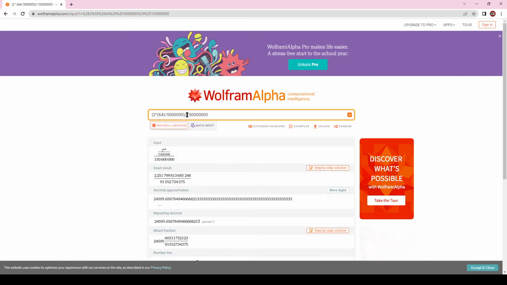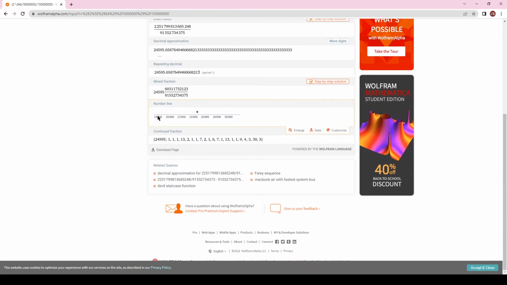Let us see how it goes. Still, it is quite big. But that is reasonably good. 24,000, a little bit above 24,000. This 150 million kilometers is the distance from Earth to the Sun.